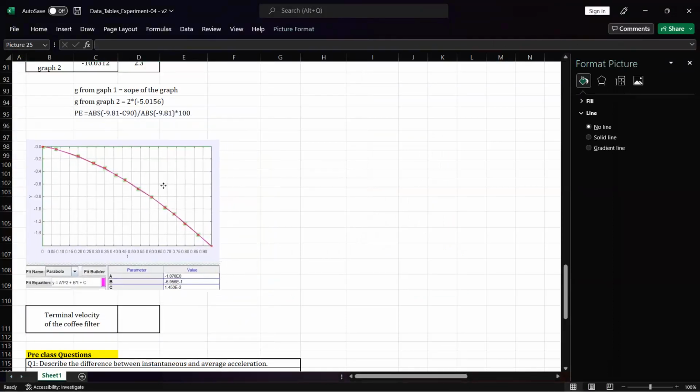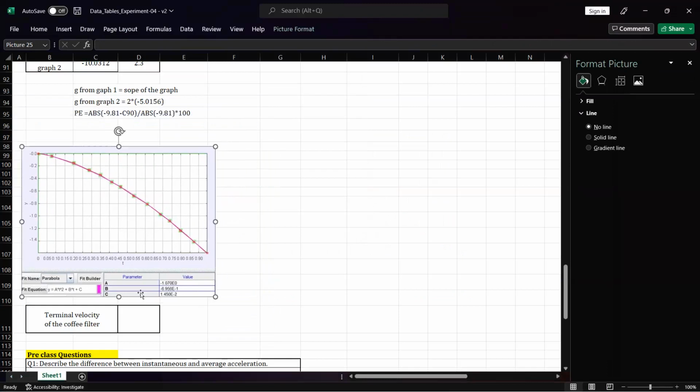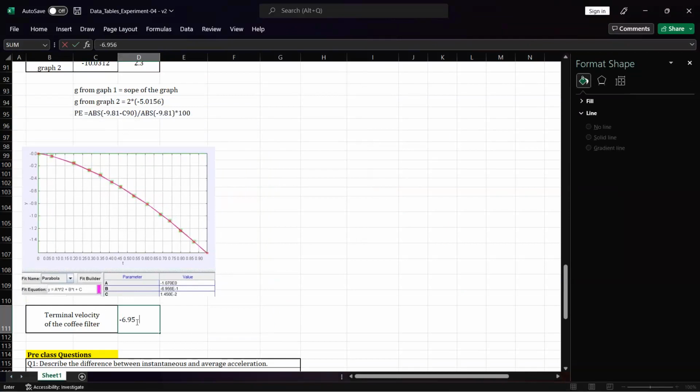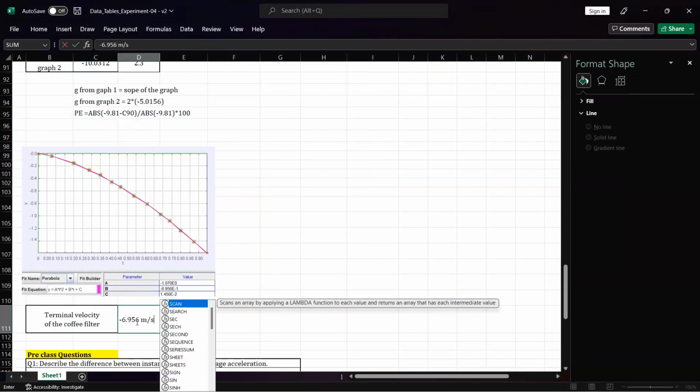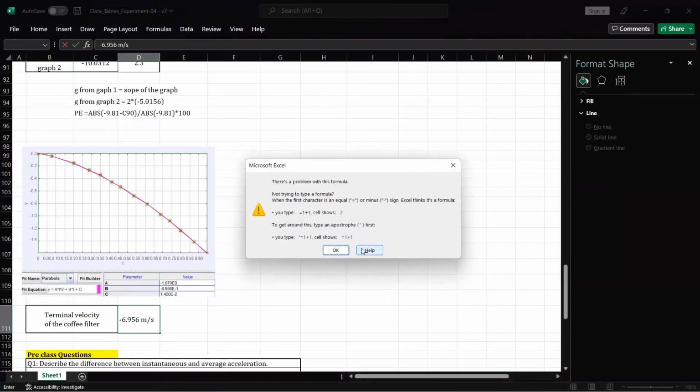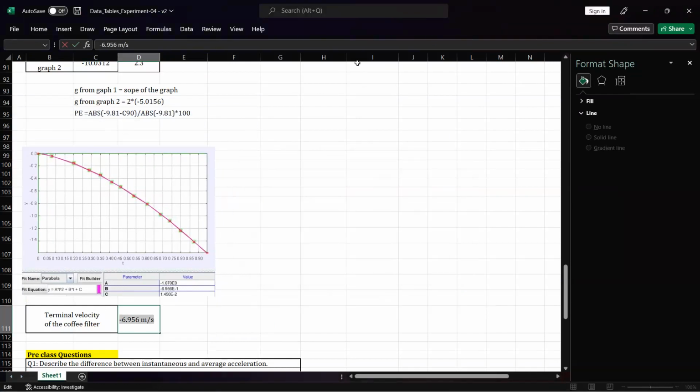All right, now by looking at that picture, the number B in front of t is what we call the terminal velocity when acceleration is zero. This is not zero but very low, so we'll pick that as the terminal velocity: negative 6.956 meters per second, in the negative direction. That's it. All right, I'm going to stop here. Reach out with any questions.